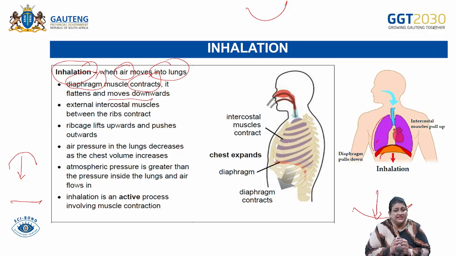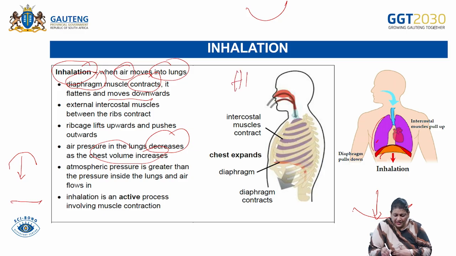When there's more space, there is less pressure. There's no pressure on the lungs now because it's very spacious. So as the air pressure in the lungs decreases, the chest volume will increase. That means the volume increases, the pressure will decrease. Okay. Atmospheric pressure now, the pressure outside the lungs, is higher than the pressure inside the lungs. So it's going to be high pressure here and low pressure there. And obviously air is going to always move from a high to a low pressure. Then the inhalation is an active process because the muscles are busy contracting.